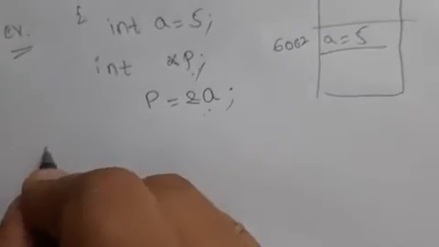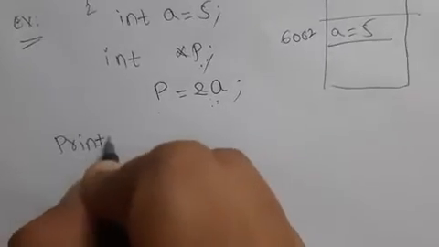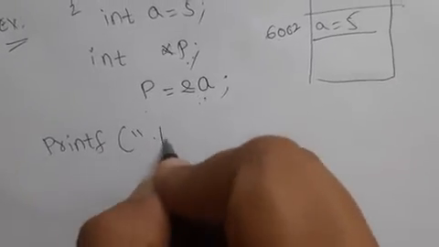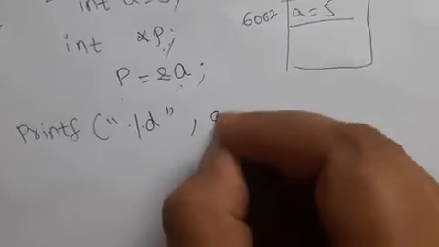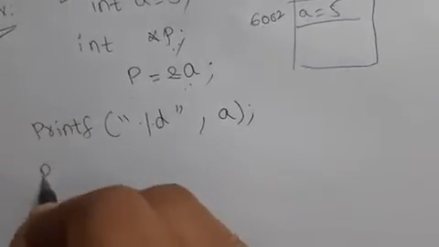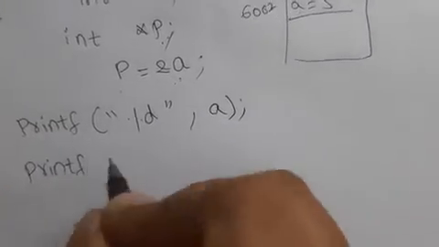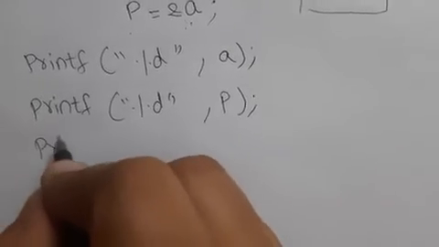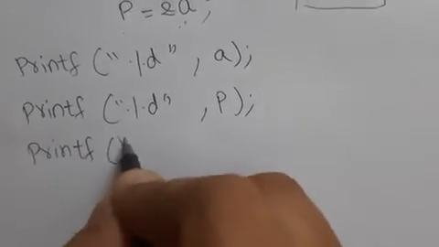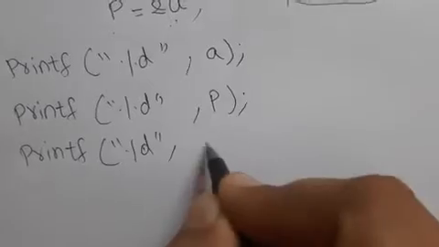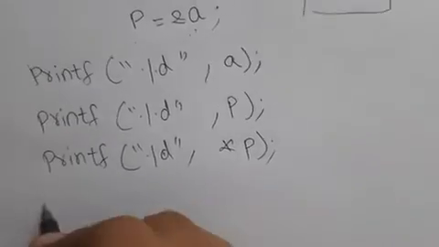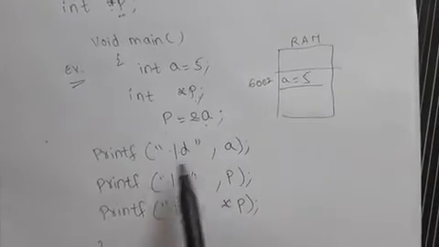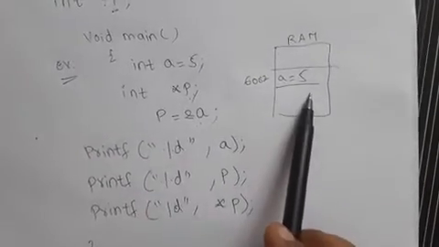So if I print, what are the outputs that we can expect? See here, printf percentage d a, what is it going to print? Printf percentage d, and I am going to print p. What is the output we are going to get? Printf percentage d star p. What are the outputs we can guess? Just to observe. So what are the answers you can guess?